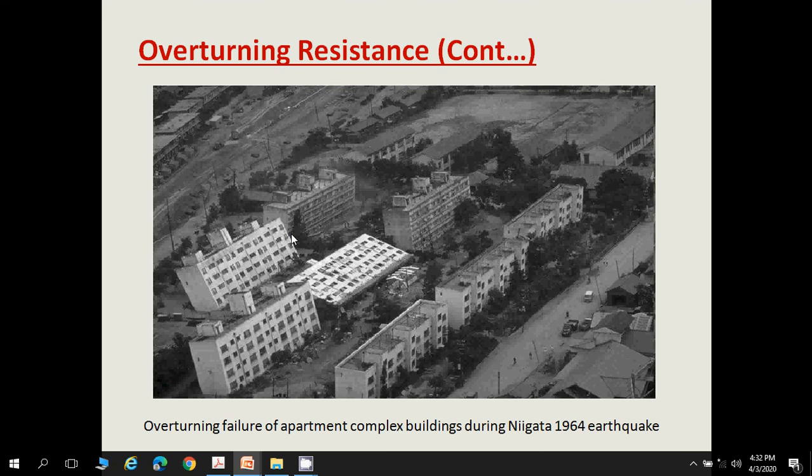So here are some examples of overturning. Due to overturning, building failures will occur. This picture shows the overturning failure of an apartment complex building during the Niigata 1964 earthquake.